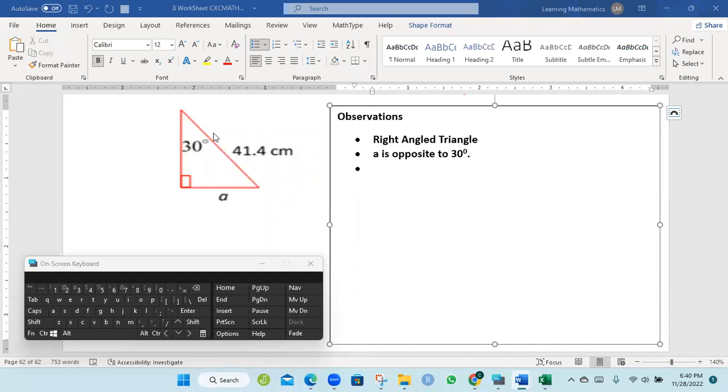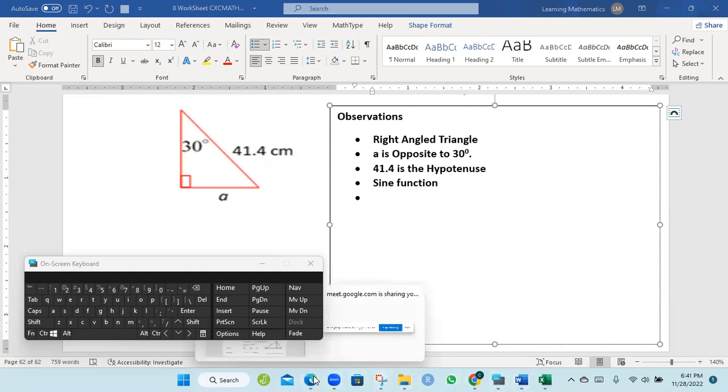Then we talk about the side that contains the number. That's 41.4. This side is away from the 90 degrees. The 90 degrees box is pointing to it. So therefore, 41.4 is the hypotenuse. So we're in a situation where we are dealing with the opposite and the hypotenuse. So therefore, now we have to use the sine function. And the sine function, we have seen it in the list of formulas.